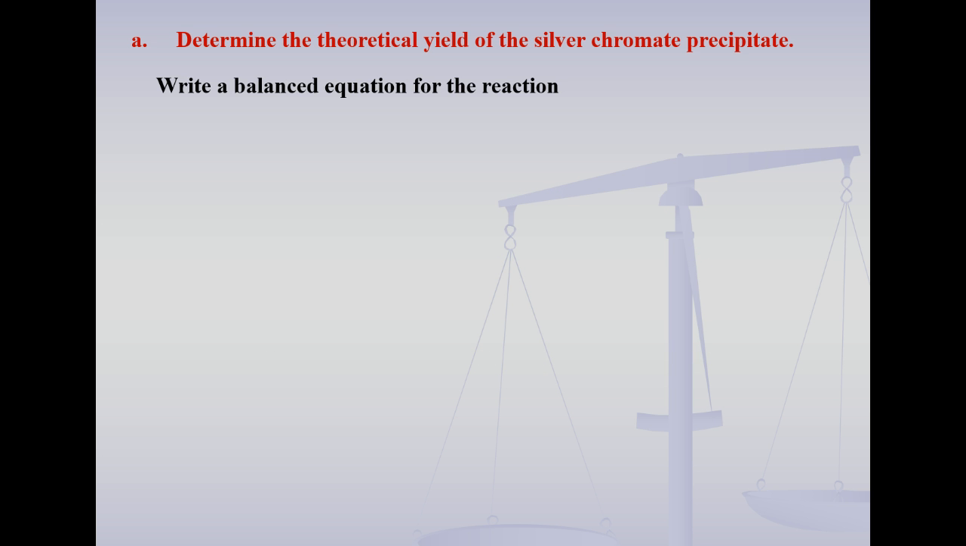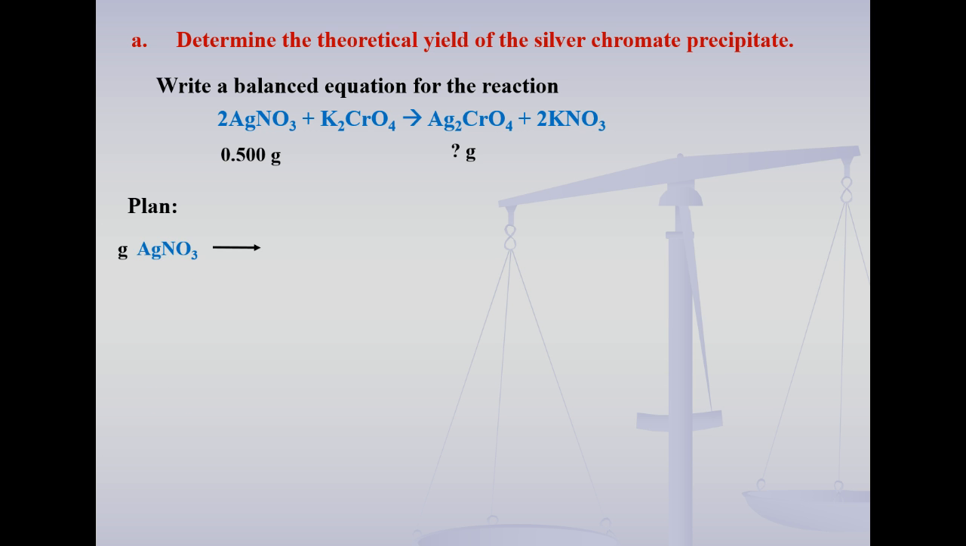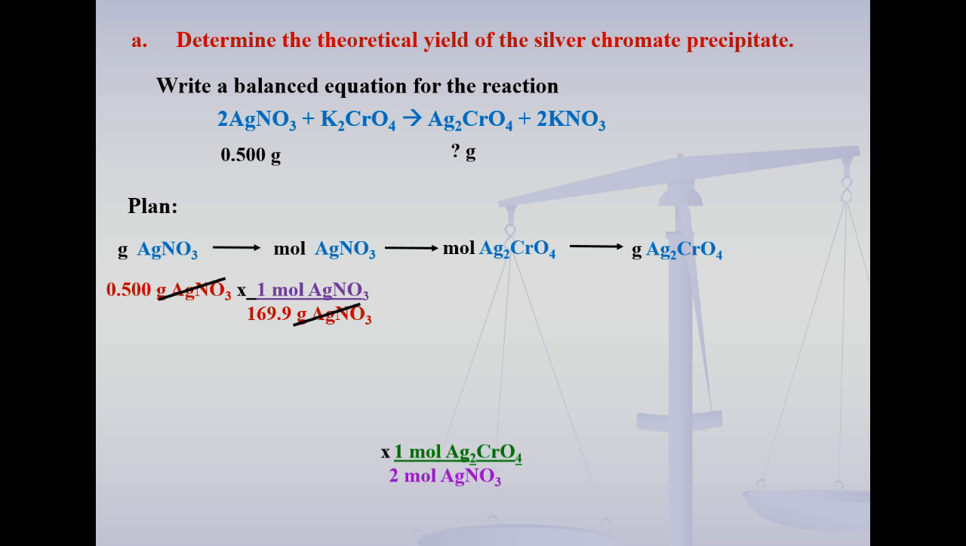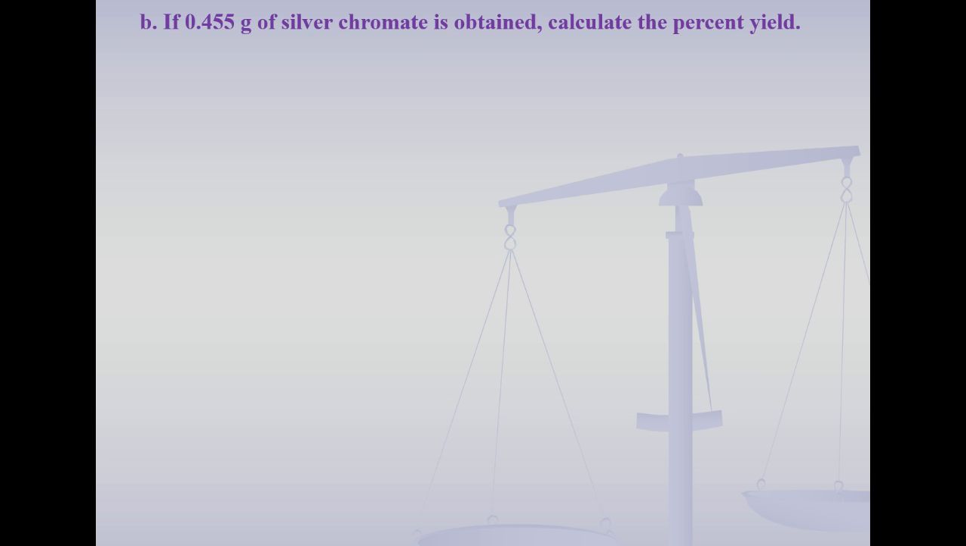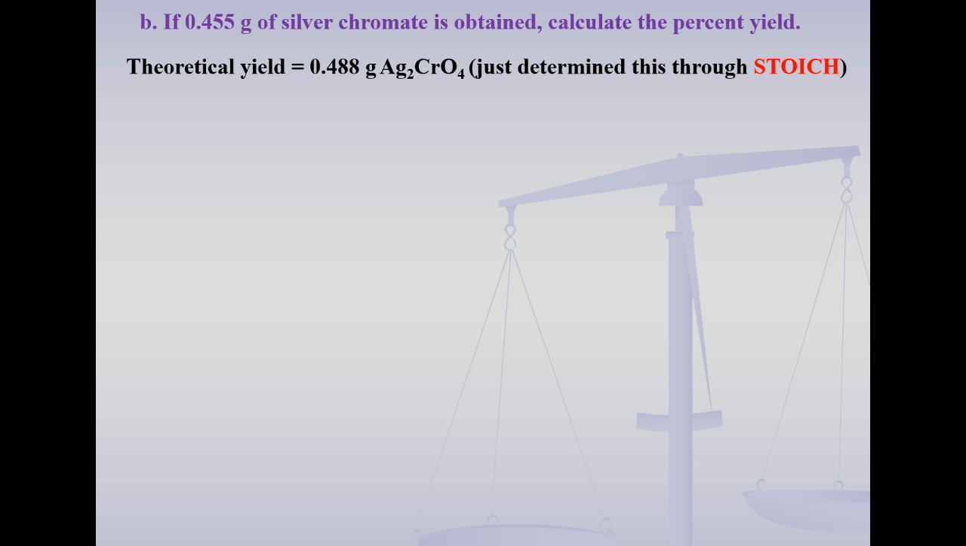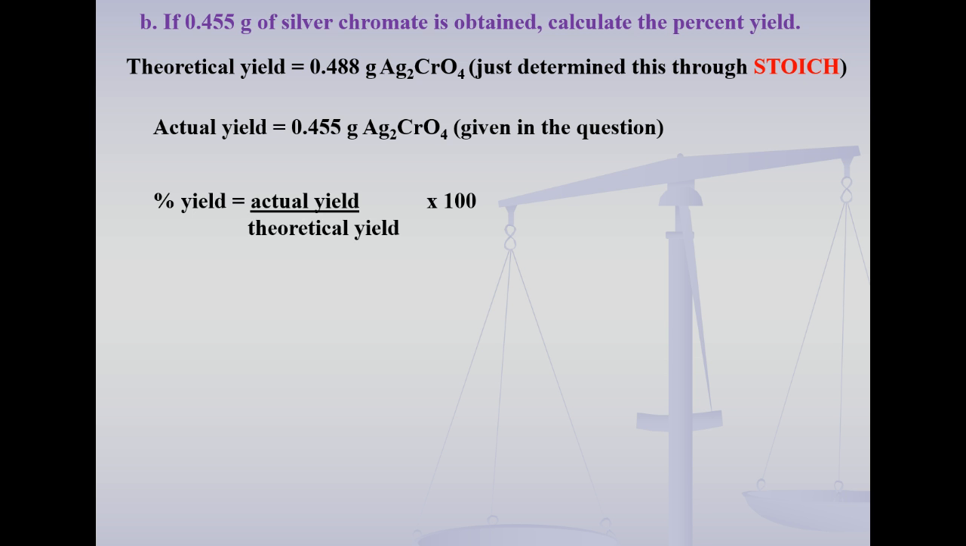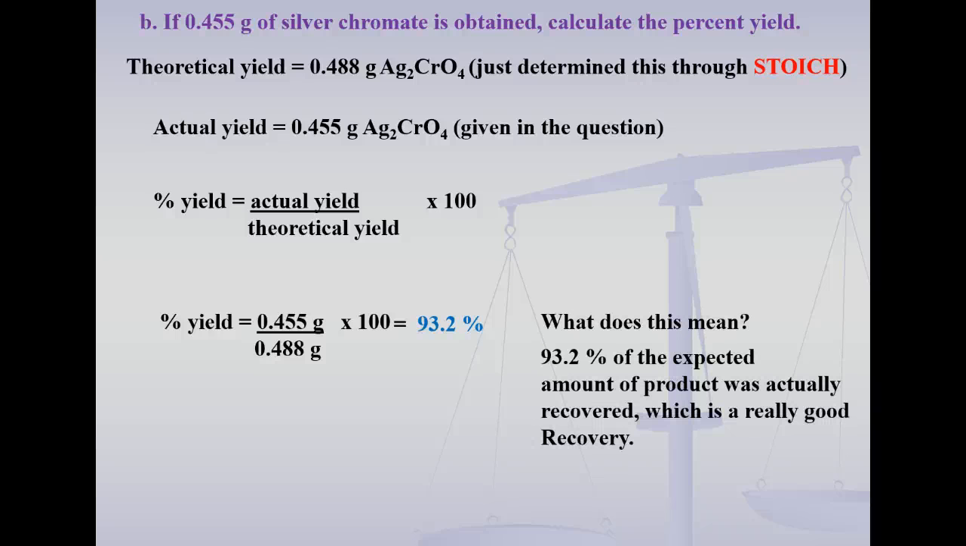Okay, so now that you have done the problem, we're getting the balanced equation. You're given an unknown, your plan, and solve. So your theoretical yield is 0.488 grams of silver chromate. Let's do part B and get the percent yield. So the theoretical yield, we have the actual yield given to us in the problem. Use the percent yield equation, calculate, and your answer is 93.2%. And again, what does that mean? 93.2% of the expected amount of the product was actually recovered, which is a very good recovery.